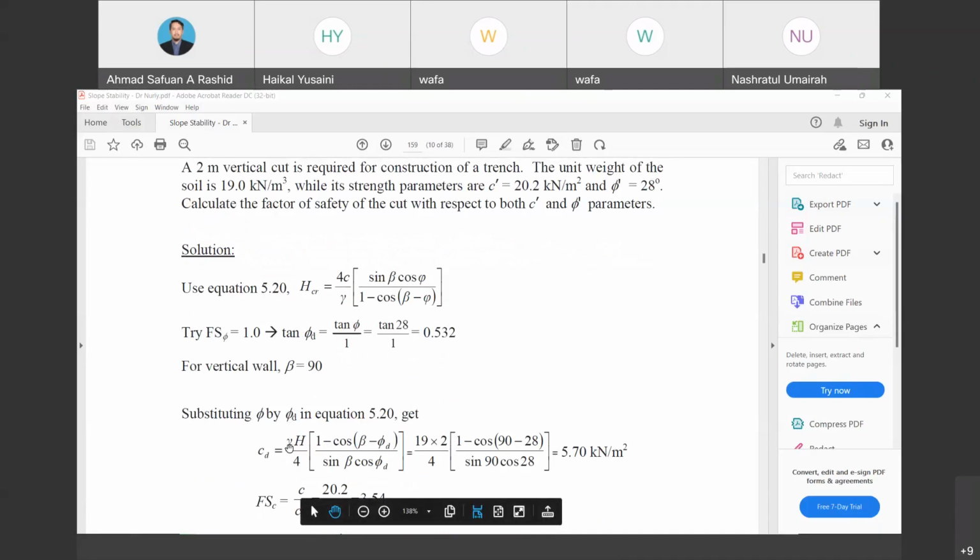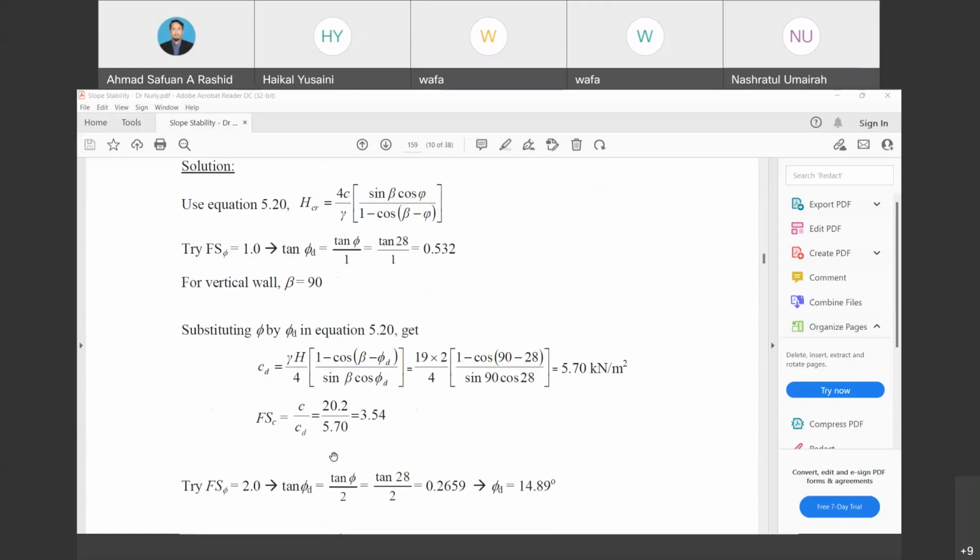So for example, gamma is equal to 19, H is equal to 2, 1 minus cos of beta, where beta is equal to 90, minus phi D, which is 28, over cos of phi D. Then we do the calculation and we obtain CD is equal to 5.7. We already know that C is equal to 20.2. Then C divided by CD, we obtain the FSC is equal to 3.54.